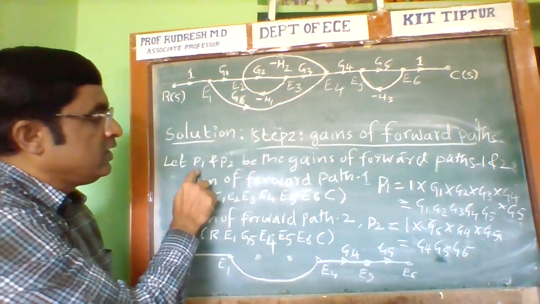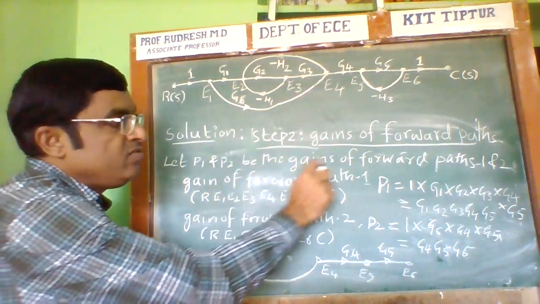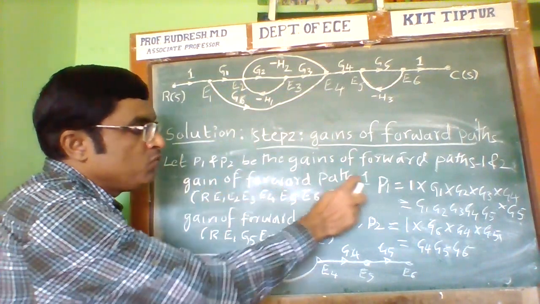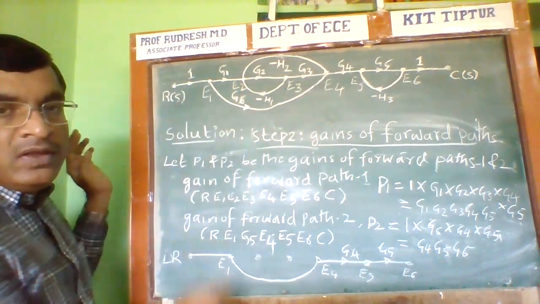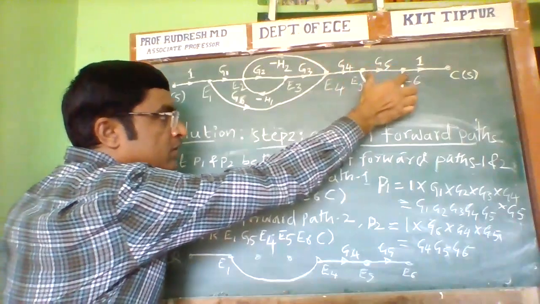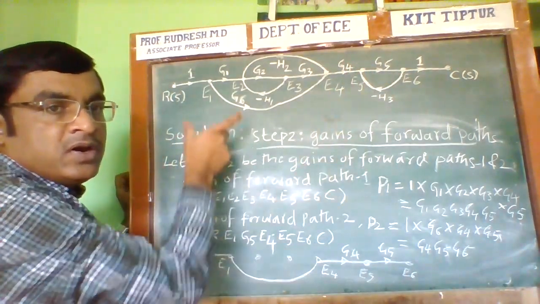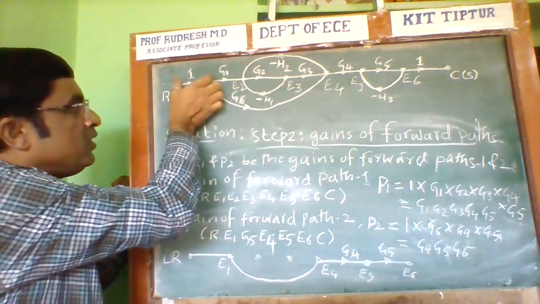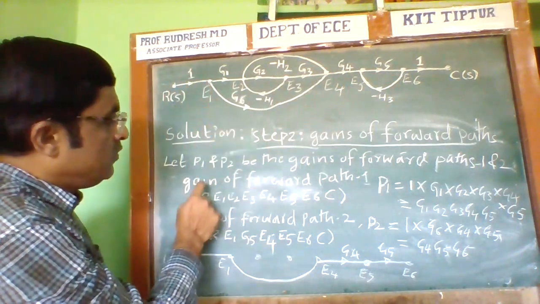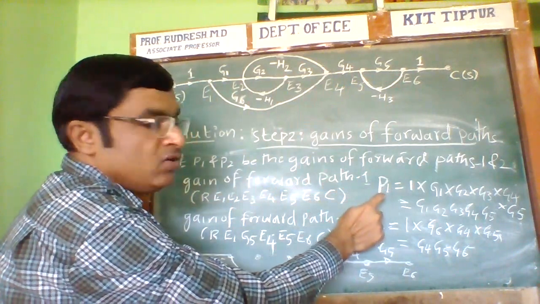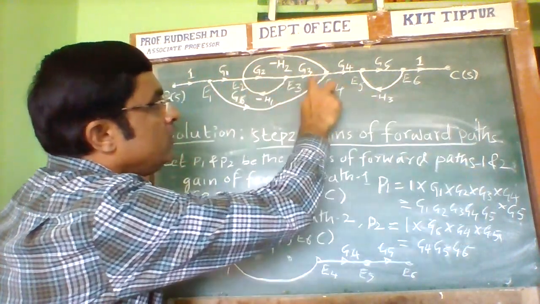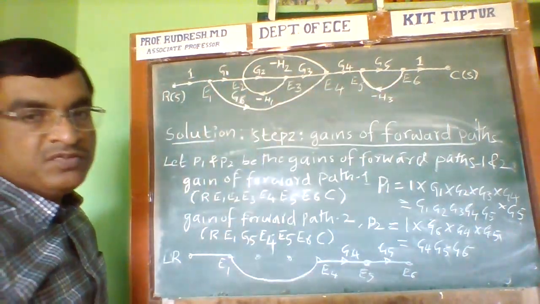The gains of the forward paths can be denoted by P1 and P2 respectively. Therefore, the gain of forward path 1, P1, is equal to the product of the branch transmittances, the gains of the branches of the forward path. Therefore, P1 is equal to 1 into G1 into G2 into G3 into G4 into G5. That is the gain of the first forward path.